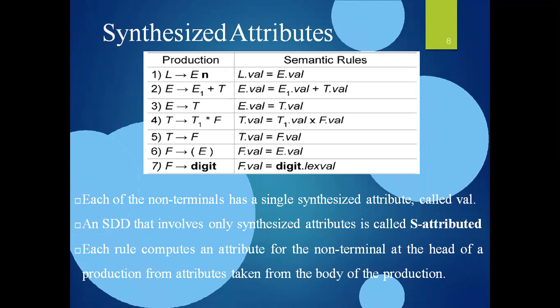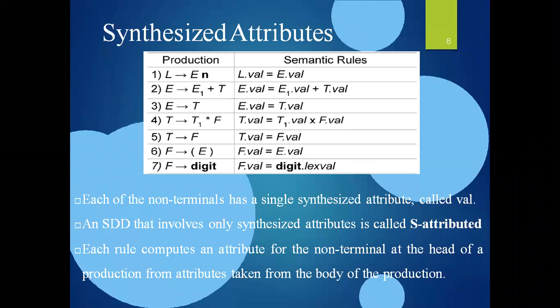Is it clear? Again, I'm repeating: the synthesized attribute is computed based on the attribute values of the children of that node, not of another node in the parse tree. That means I'm considering only the child nodes here, only the attribute values of the child nodes. But in inherited, I'm considering both the siblings and the parent node, the siblings and parent attributes of that node, as the value for the inherited attribute.